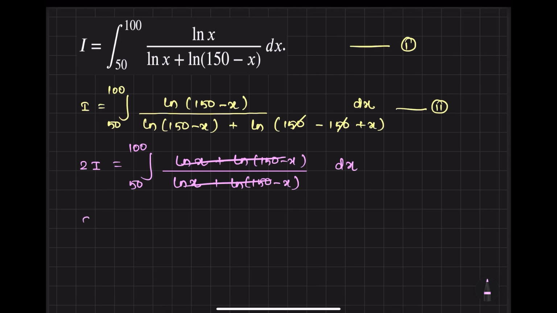So integration of 1 will become what? X. Now you have to apply the limit. Upper limit is 100, lower limit is 50. So 100 minus 50 is 50. So you have 2I as 50. Therefore the value of I will become 25. So this way you will be solving the questions. I hope you got the idea and you guys can apply the similar property to ugly type of questions. Okay.